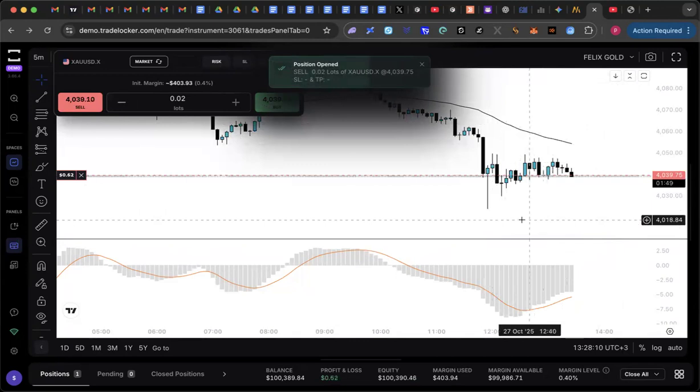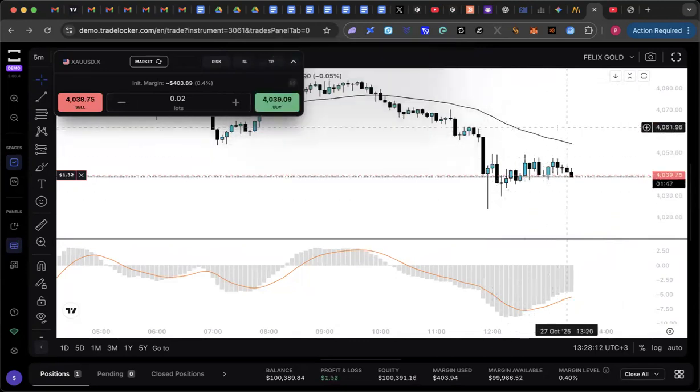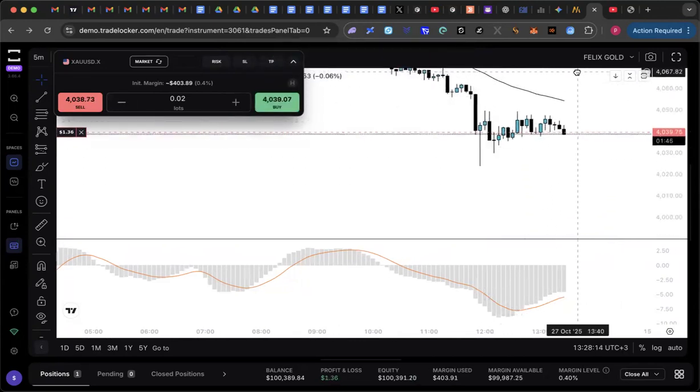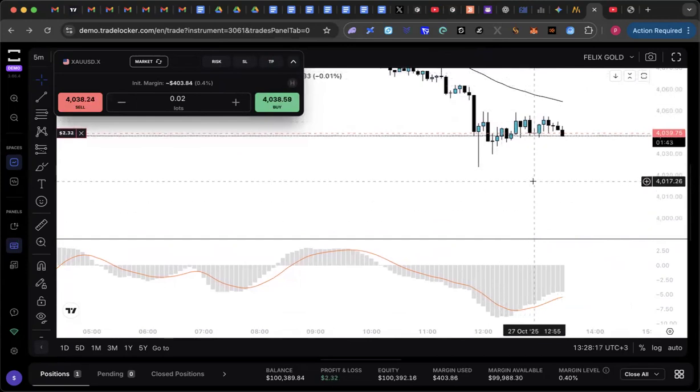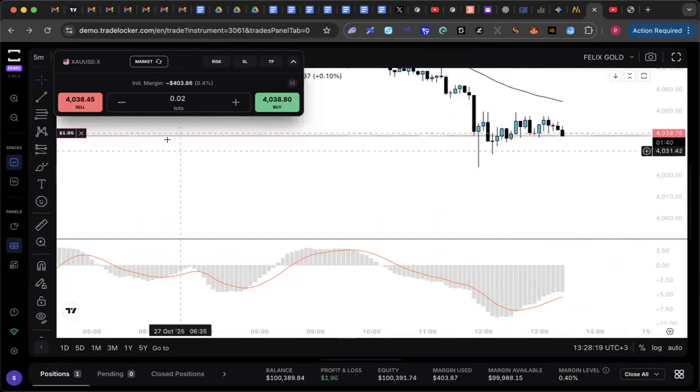Since I've sold here now, I want to put my stop. I have to put it above the moving average. As far as the market is below the moving average, what we're looking for are selling opportunities.